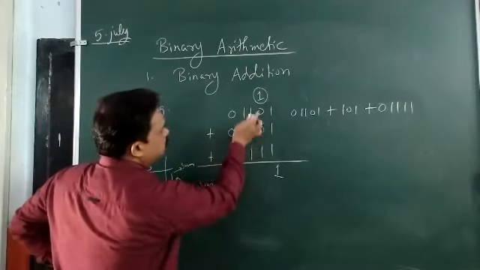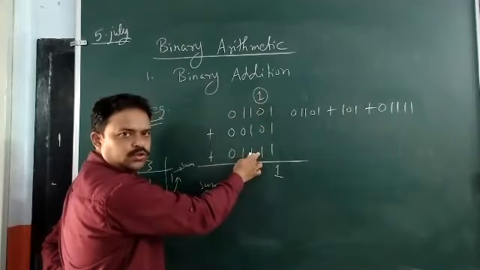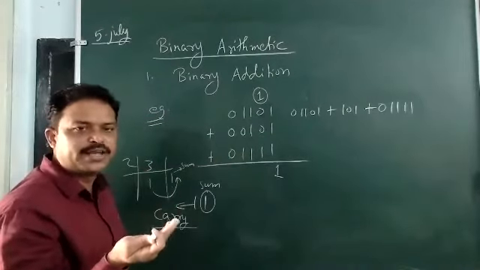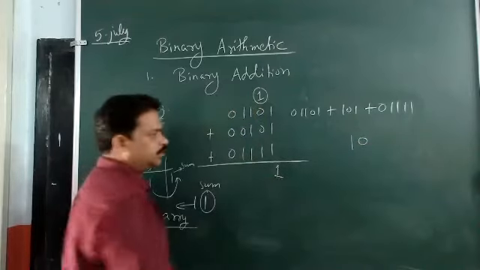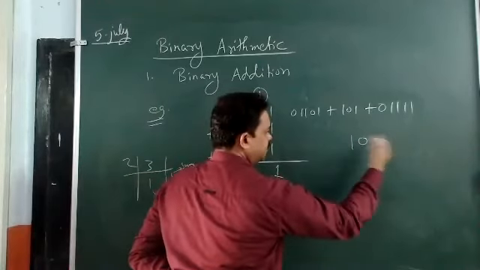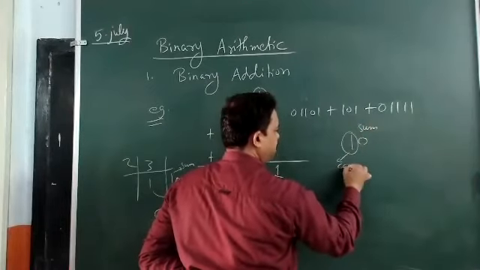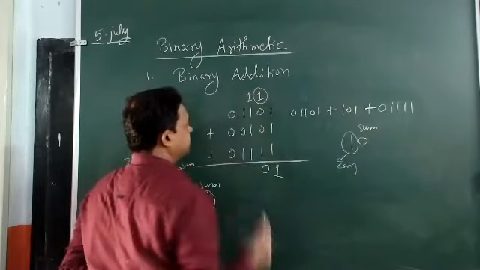Now again, 0 0 0 1 1 plus 1 is 2. It is not possible in binary, so convert 2 into binary. You will get 1 0. On the right-hand side, this bit will be your sum and this will be your carry. So you will get 0 here, again 1 carry.